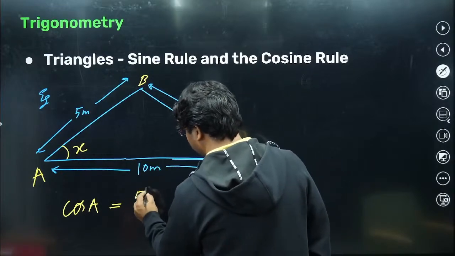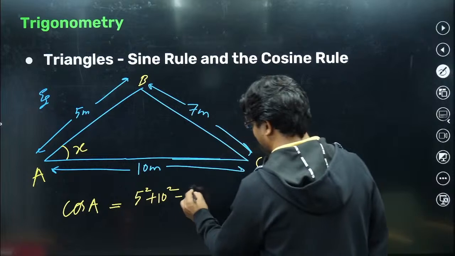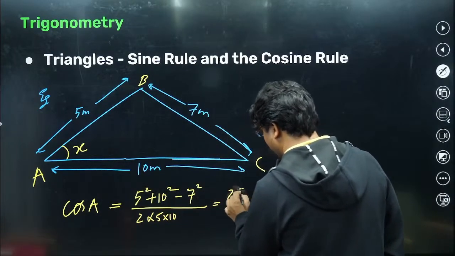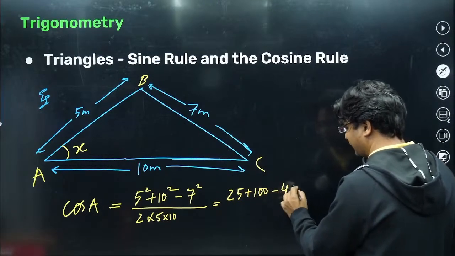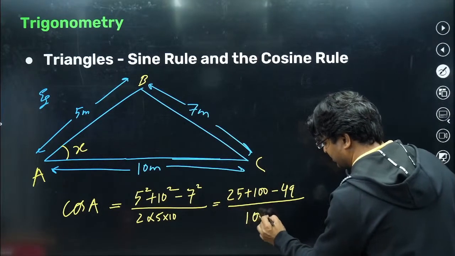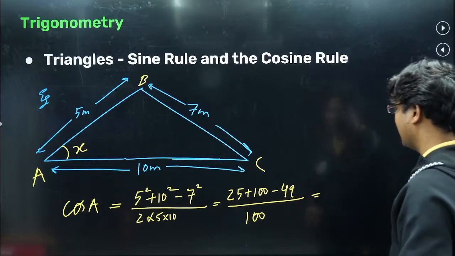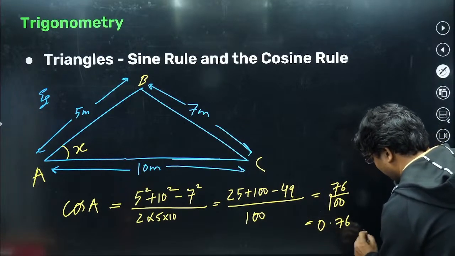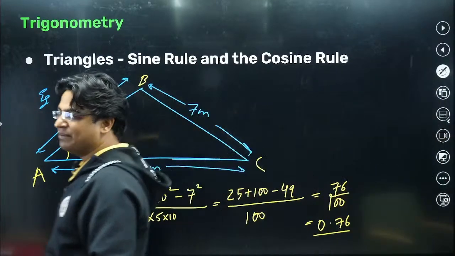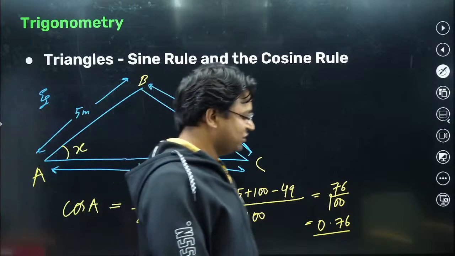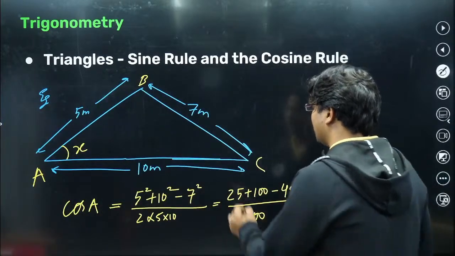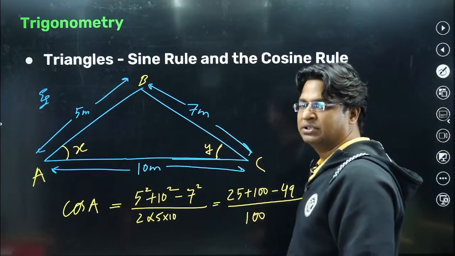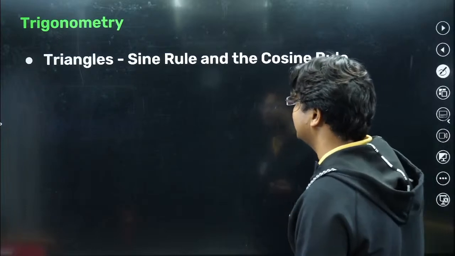So it would be 5 square plus 10 square minus 7 square, divided by 2 into 5 into 10. So this will become 25 plus 100 minus 49, divided by 100. How much does that become? 125 minus 49, so that's 76 by 100. So that's 0.76. Now, because I know the value of cos A, it implies that I know the value of A. Similarly, if I ask you to find the value of cos C, you can do that. So that's how we make use of the cos rule.